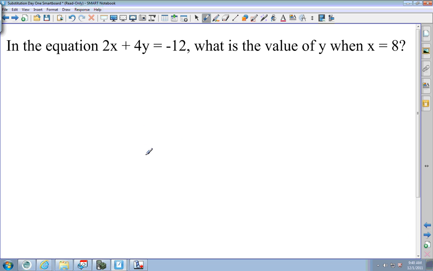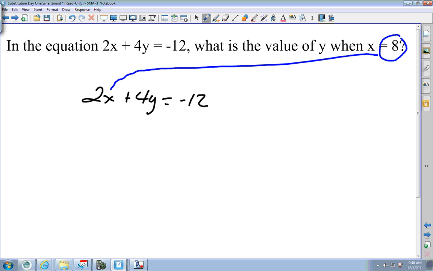All right, now it says in the equation, what is the value of y when x is 8? Okay, so write this down. Write 2x plus 4y equals negative 12. Okay, so I have 2x plus 4y equals negative 12. When x is 8, so let's take 8 and put it in here for x. I'm going to substitute it in.